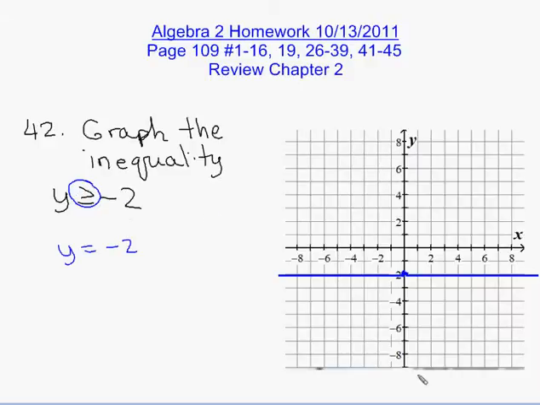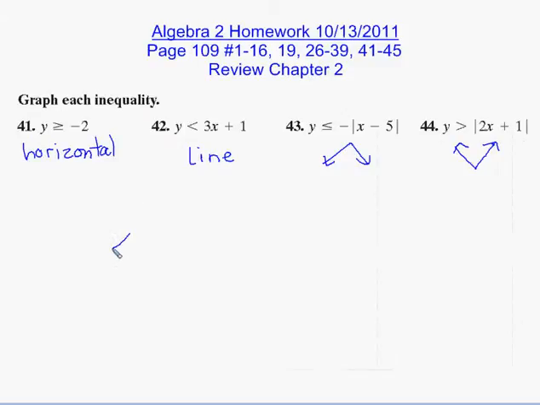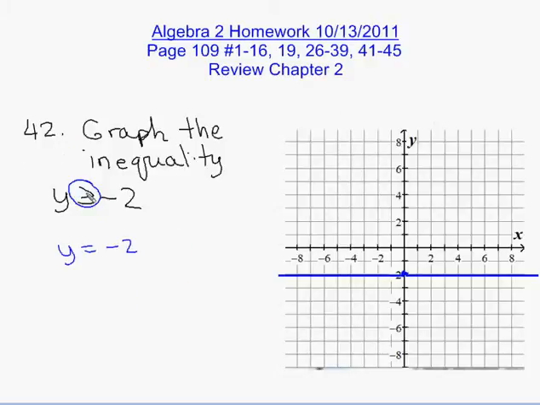Now, when I look at these ones right here, if I have a less than or a greater than, then my boundary line between the shaded and non-shaded is going to be dashed. If I have less than or equal to, greater than or equal to, the boundary line is going to be solid. It's kind of like on a one-dimensional number line, where it was open circle versus closed circle. It's open line versus closed line. Okay, so let's go back to this graph. I do need to have a solid line because I have greater than or equal to.